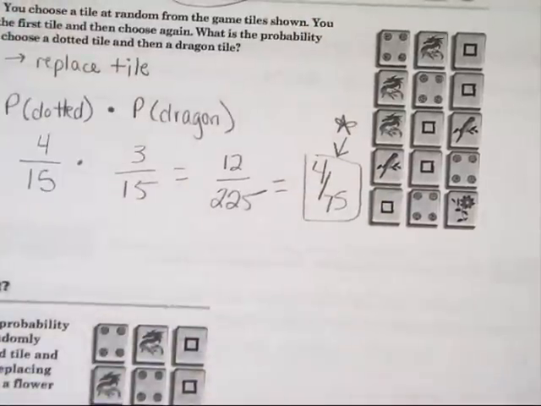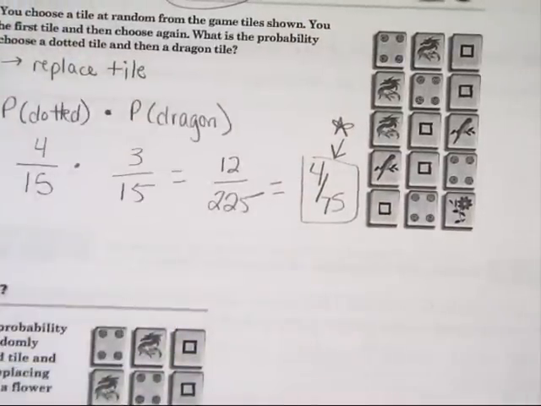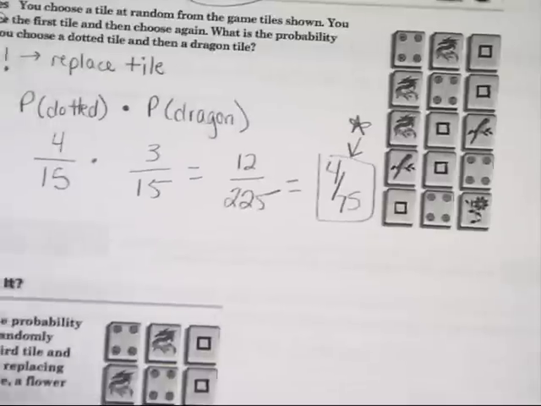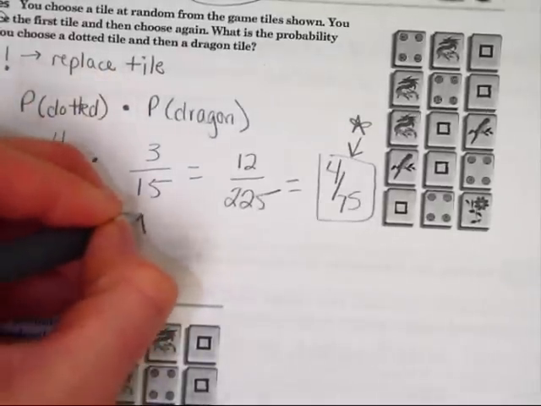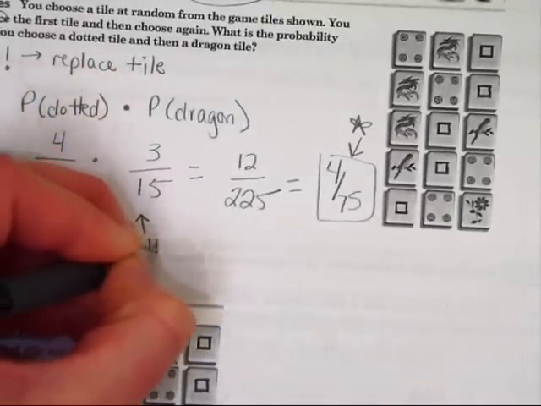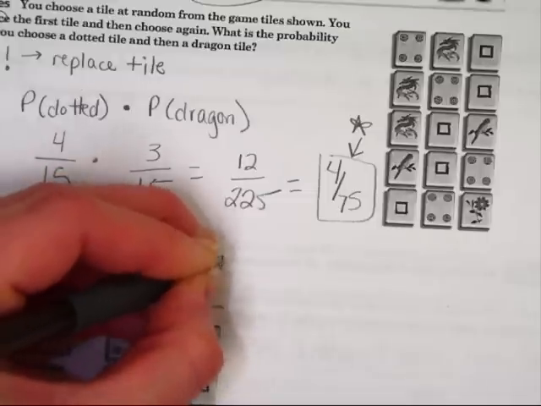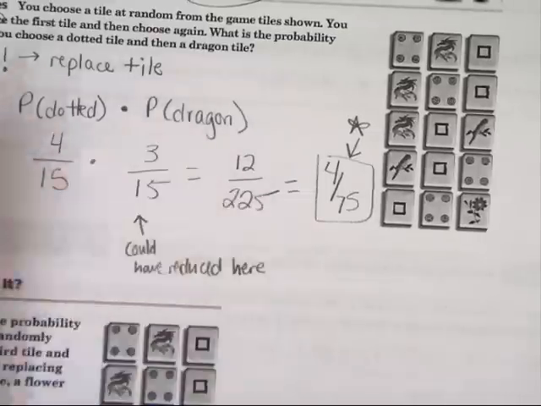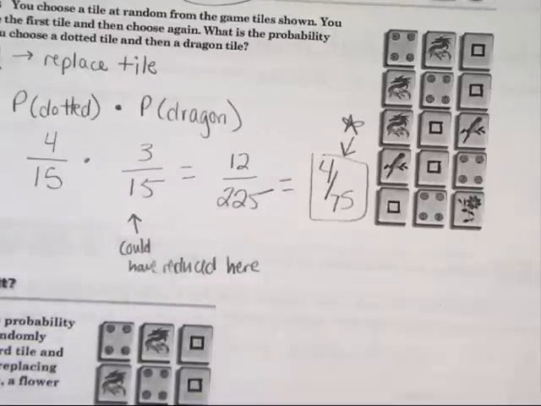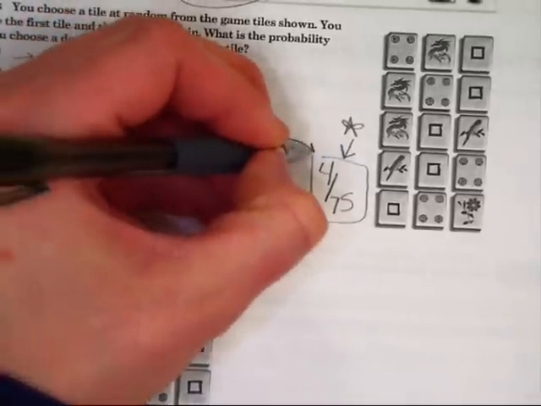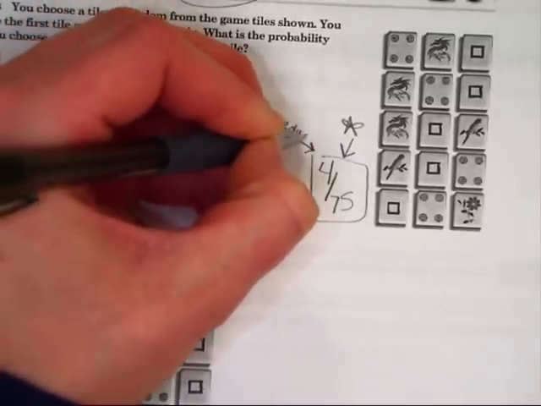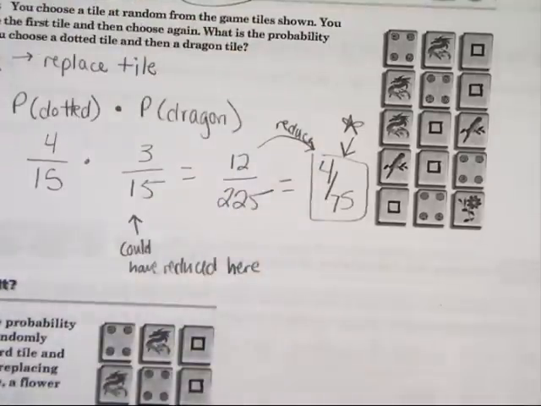Now you can reduce at the end, put a star there, that's your answer. You can reduce at the end, or you could have reduced earlier. So I'll write that right here. You could have reduced here. Either way, you're going to end up with 4 over 75. Okay, I chose to reduce here at the end. It really doesn't matter where you reduce as long as you do.